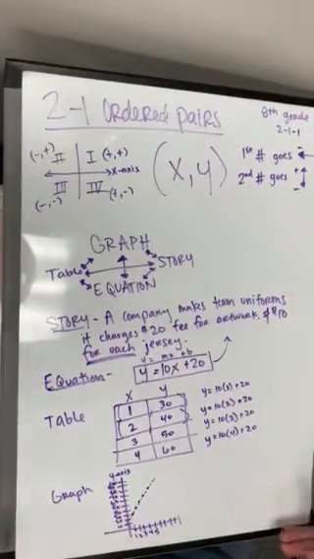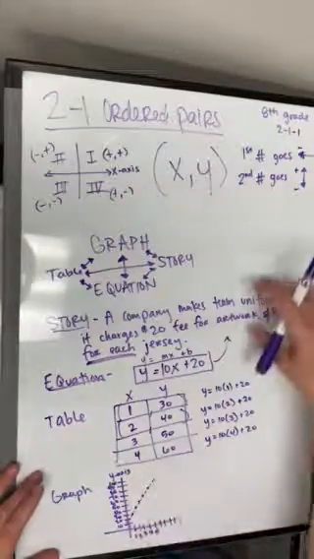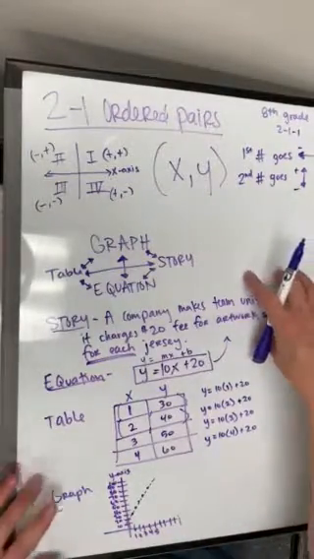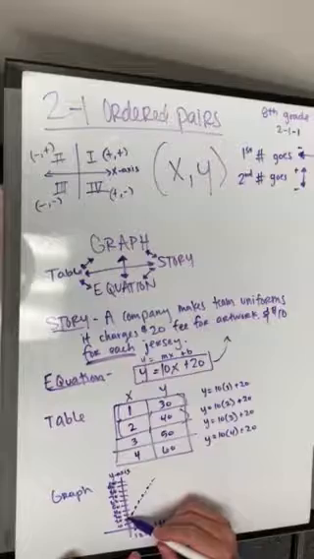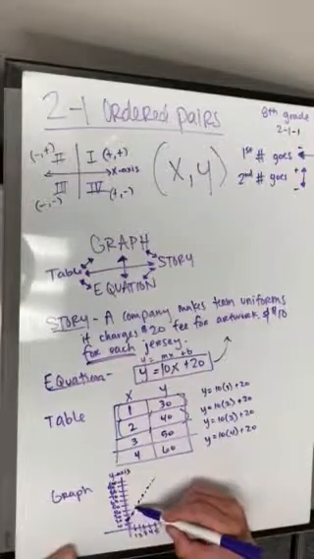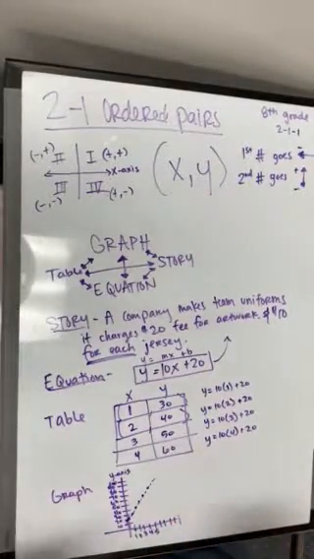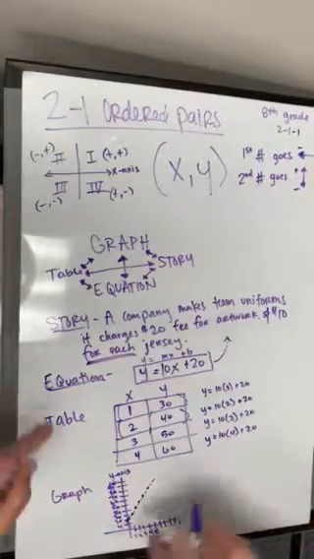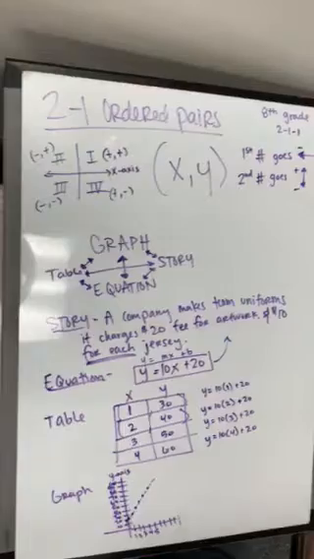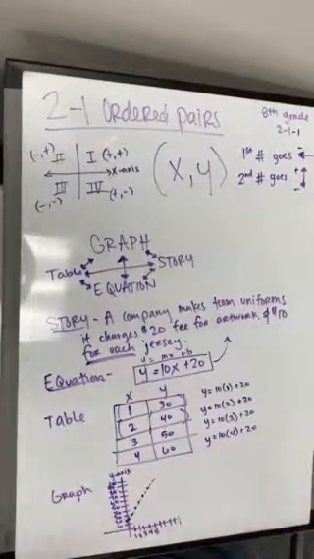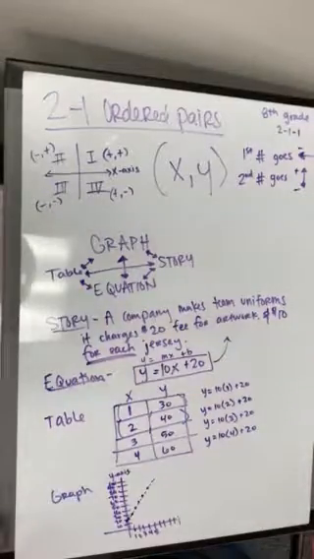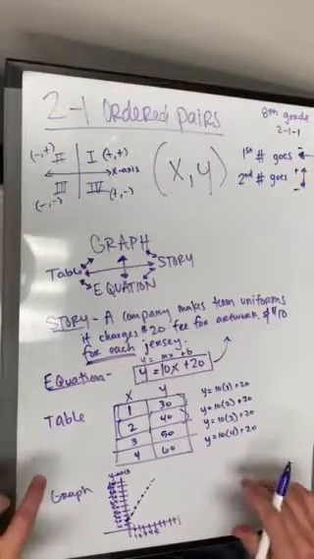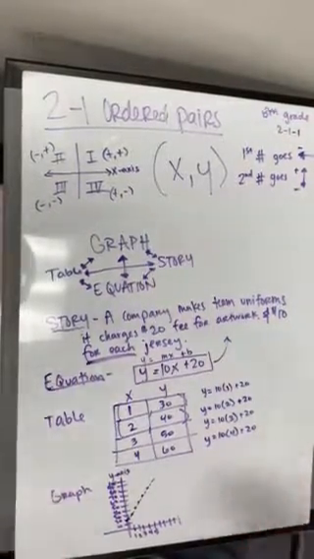So all of them are connected. If I had this graph, I could take it and I could make a story out of it. Maybe not this exact one, but I would know that I have $20 to pay and then $10 for each one after that, okay? And I can make an equation off of that. I can make a table. You can make any one of these things that you need to make just by knowing one of them. So they are all connected, and it's important that you see that because we'll grow on this idea. We will build on it.